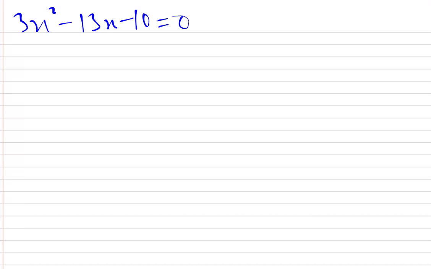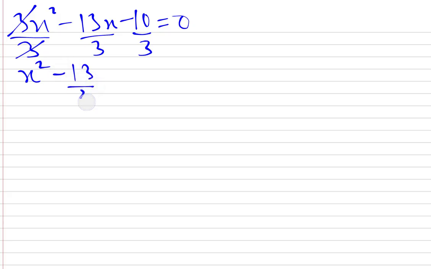Yes. All right, so if you look at this one too, you will notice that it has a coefficient of what? 3. So I'll first divide through by what? By 3. So 3 will cancel 3 here. So I'm going to have what? X squared minus 13 over 3x minus what? 10 over 3 equal to what? 0. Are you seeing that now?